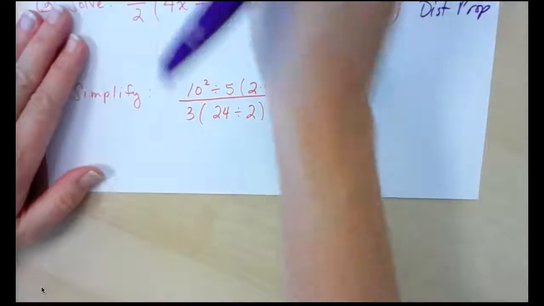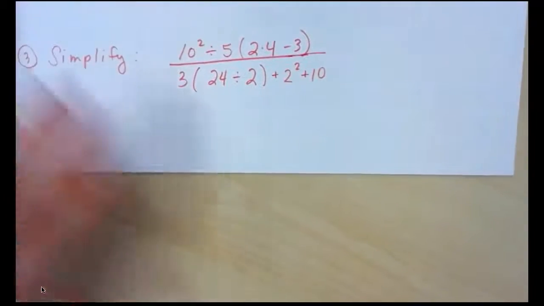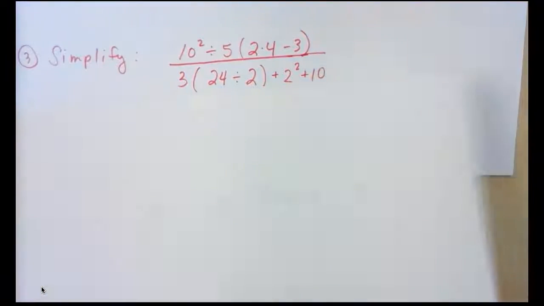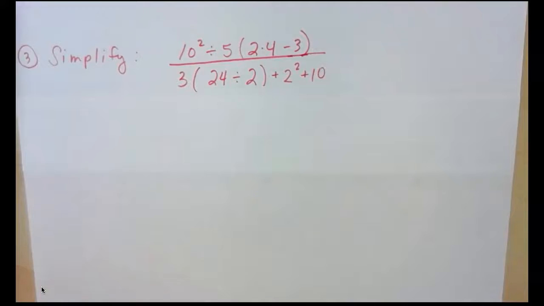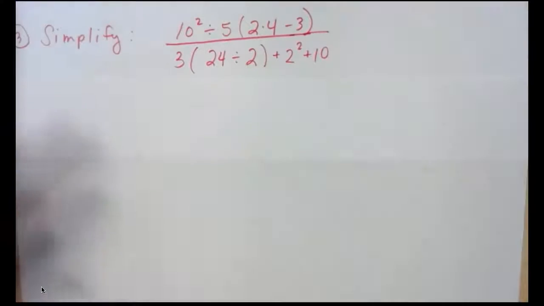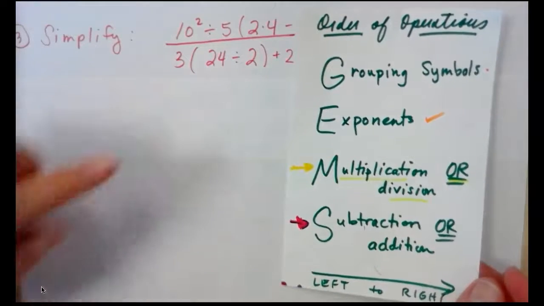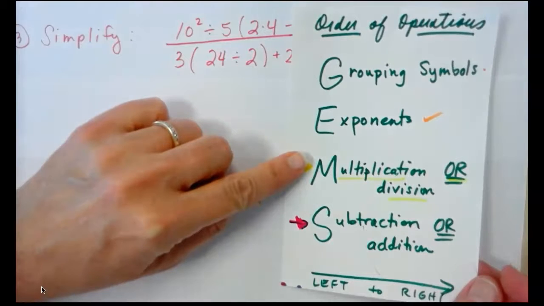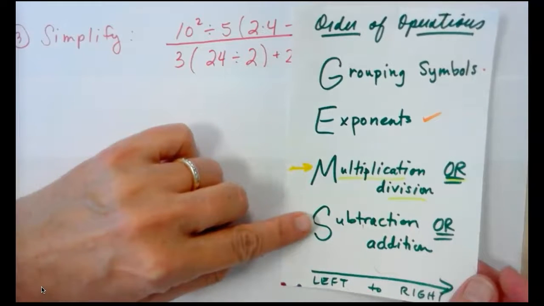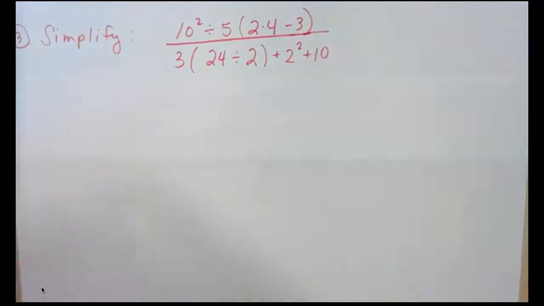Number 3 is not a solve problem, it is a simplify problem. Simplify by following order of operations. Our quizzes and tests this year will be cumulative. We'll always have something old from a previous section or chapter, which is what we have here. So several things going on. Just in case you've forgotten, our order of operations, GEMS: grouping symbols, then exponents, then multiplication or division, then subtraction or addition, and as always, from left to right.